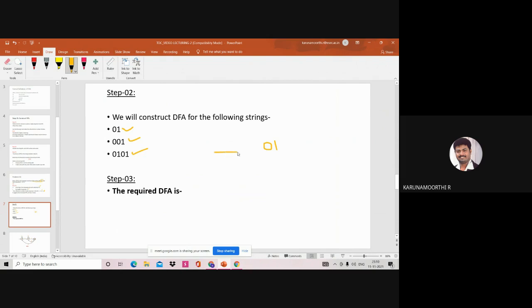You can make any combination of zeros and ones before it, like 1, 0, 0, 0, 1. This is also possible. Why? Because the end of the string is 0, 1. Also you can make 0, 1, 0, 0, 0, 0, 1, 1. This is also right, because my string ends with 0, 1. Before that you can have any number of zeros and ones. According to this condition, I want to draw the DFA now.